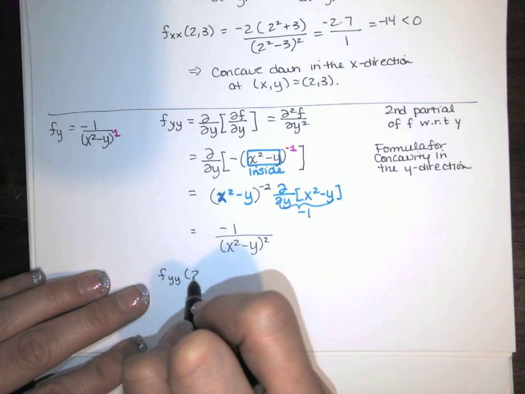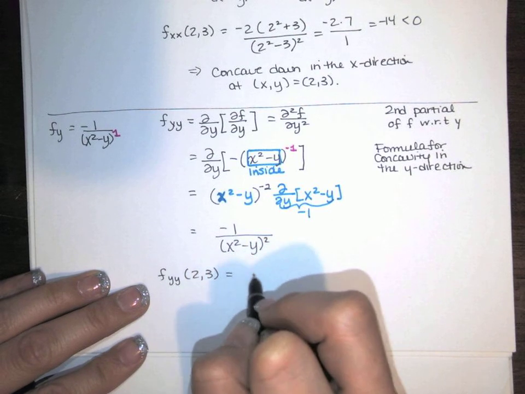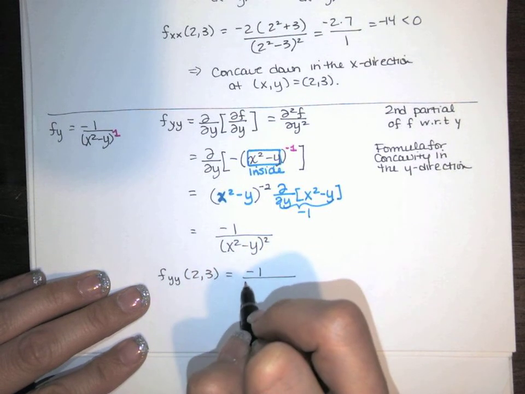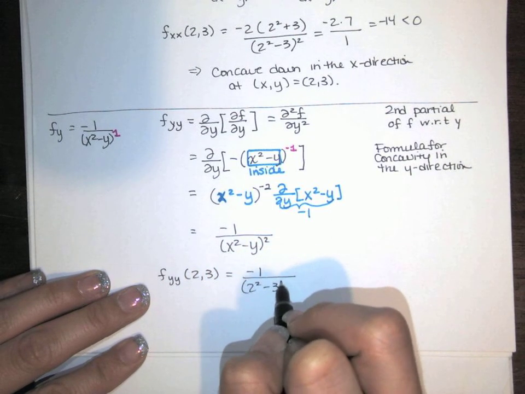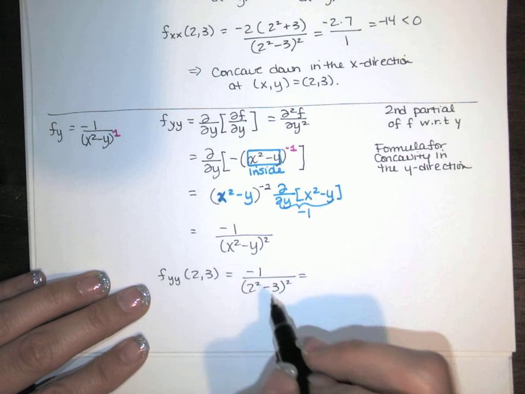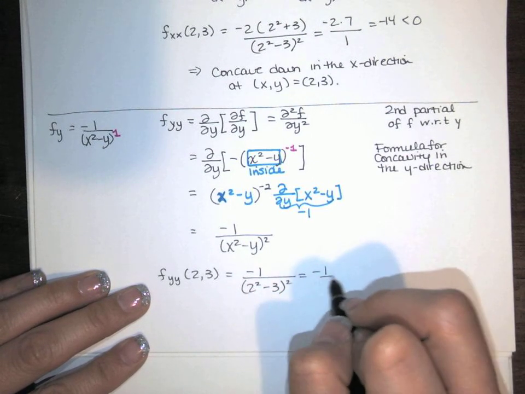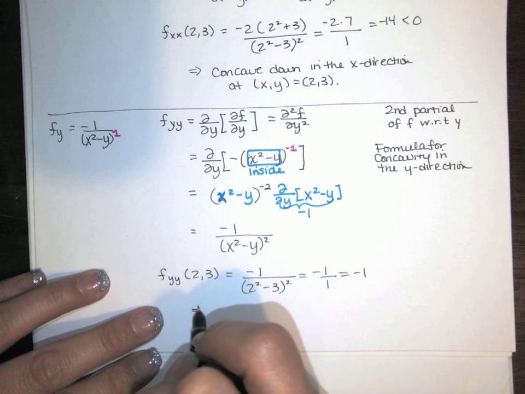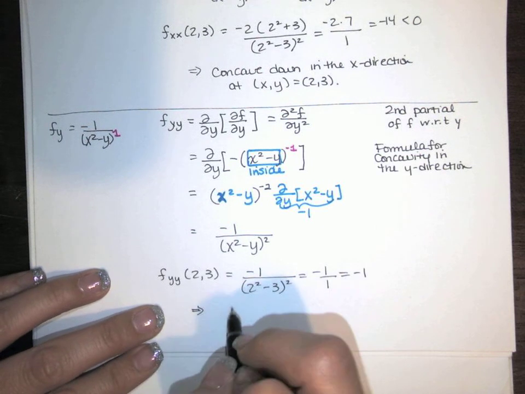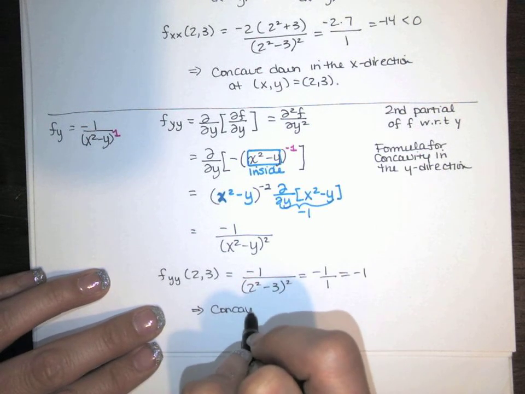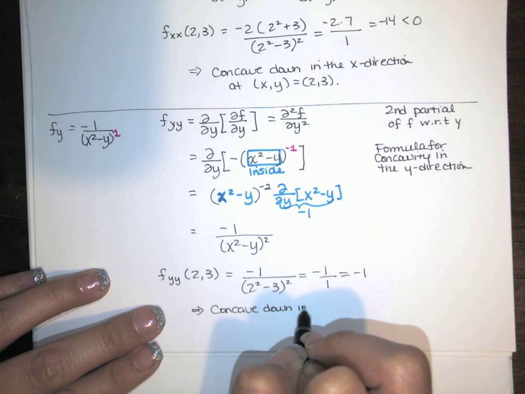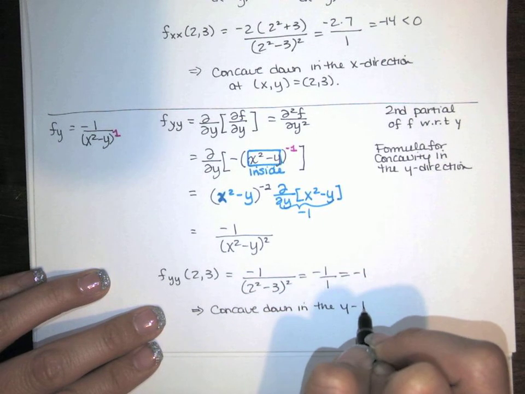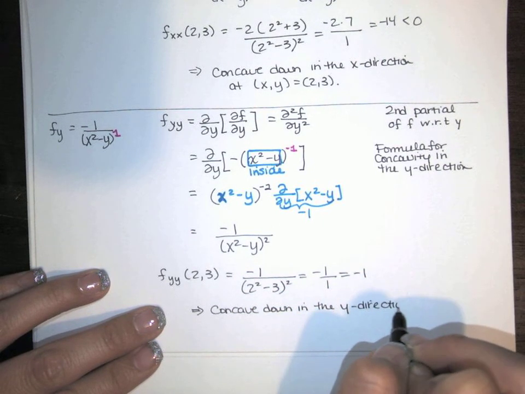So let's evaluate this at x equals 2, y equals 3. When x is 2, we get this. Y is 3, we get that. So this is 1 squared, which is 1. So we get negative 1. So that means the surface is concave down in the y direction. At that particular point.